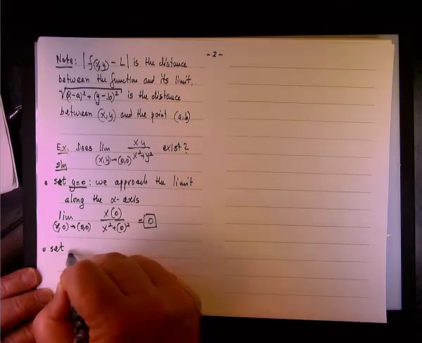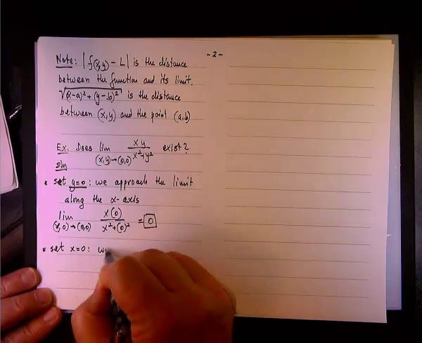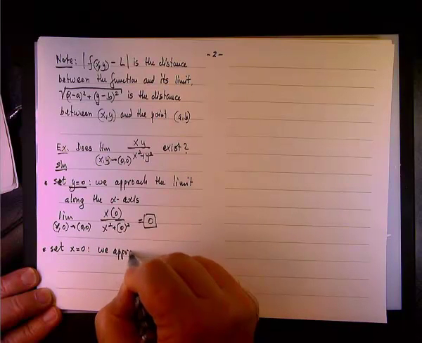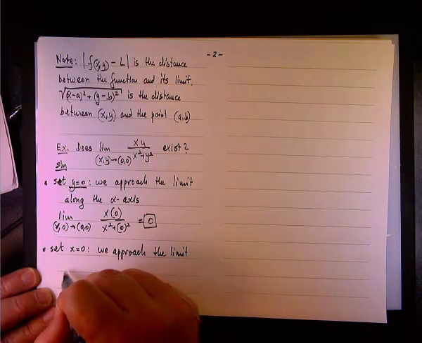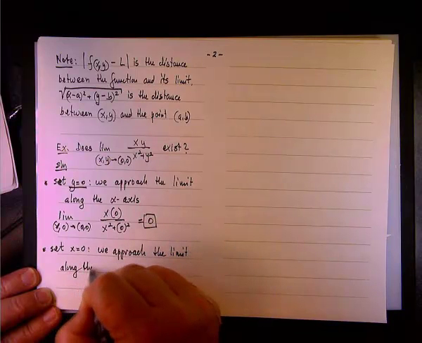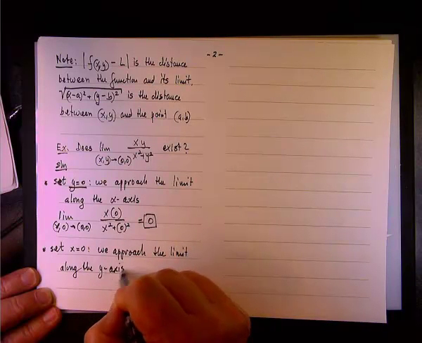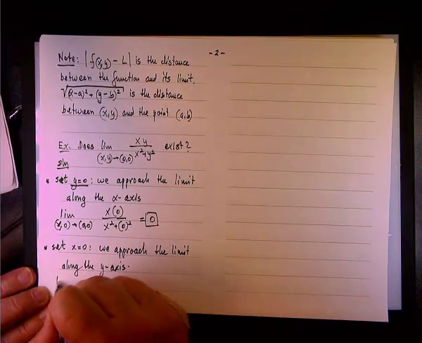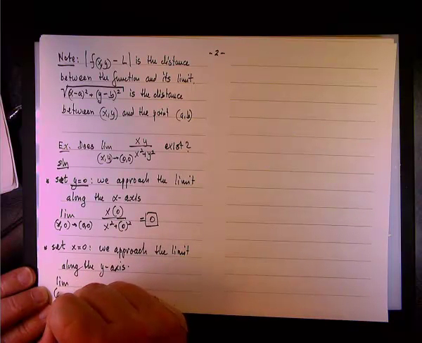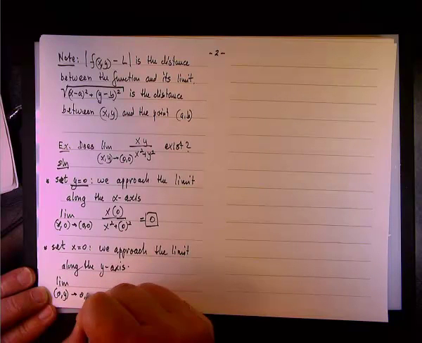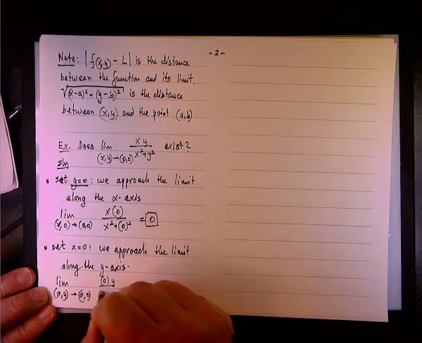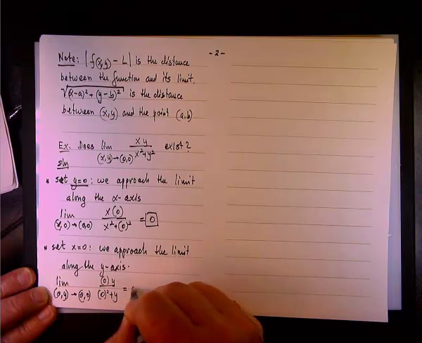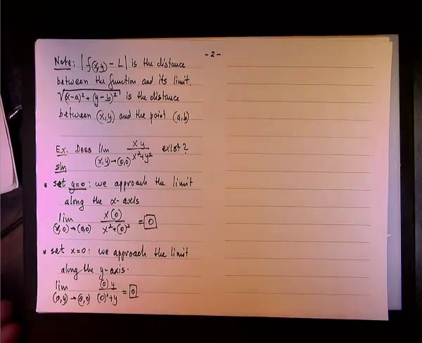And now the next thing we'll do is we'll set x equals 0. In other words, we approach the limit along the y-axis. And the limit, this time we have (0, y) approaches (0, 0). And we'll do the same thing. So we have 0 times y divided by 0 squared plus y squared. Once again, it's 0. So far it looks good.